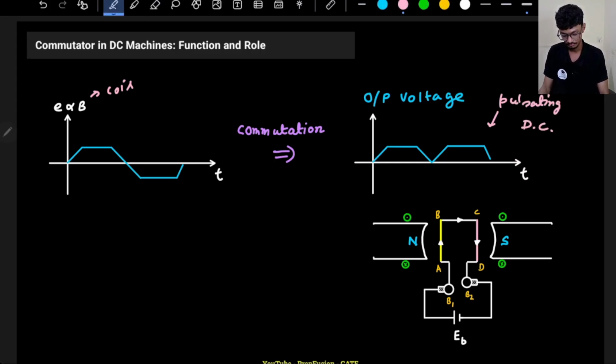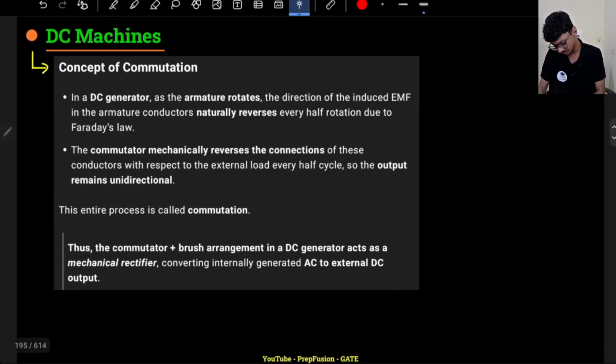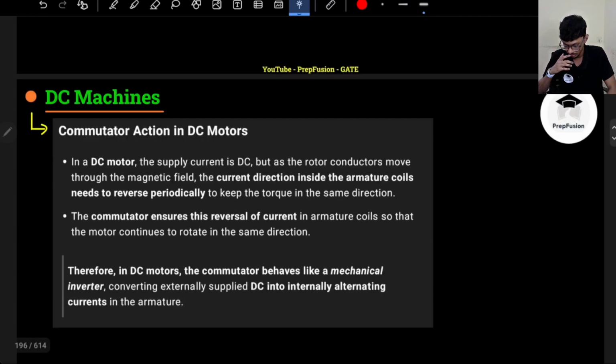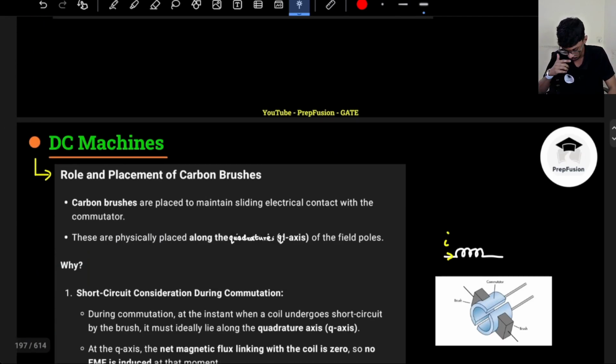Pulsating DC. Okay. So the same thing in a DC generator: as the armature rotates, the direction of the induced EMF in the armature conductors naturally reverses every half rotation due to Faraday's law, right? The commutator mechanically reverses the connection so that the output remains unidirectional. This entire process is called commutation. It's the same thing, nothing different here. In a DC motor as well, it is the same thing, you can go through and read over it.